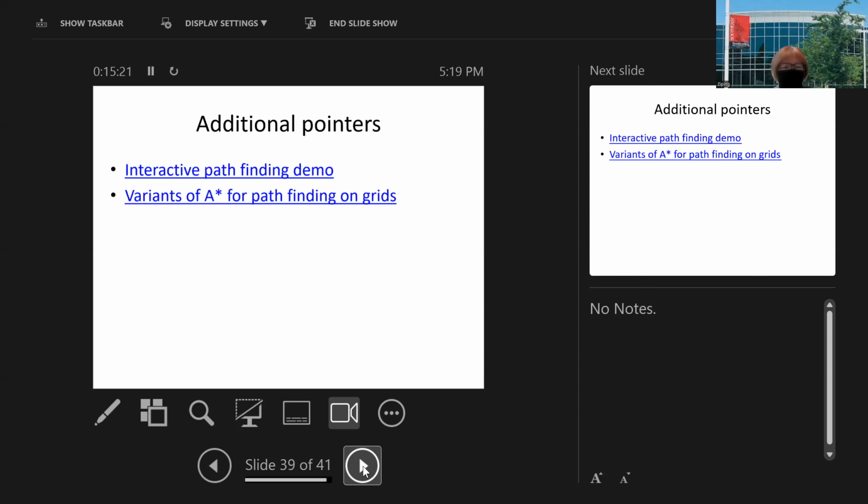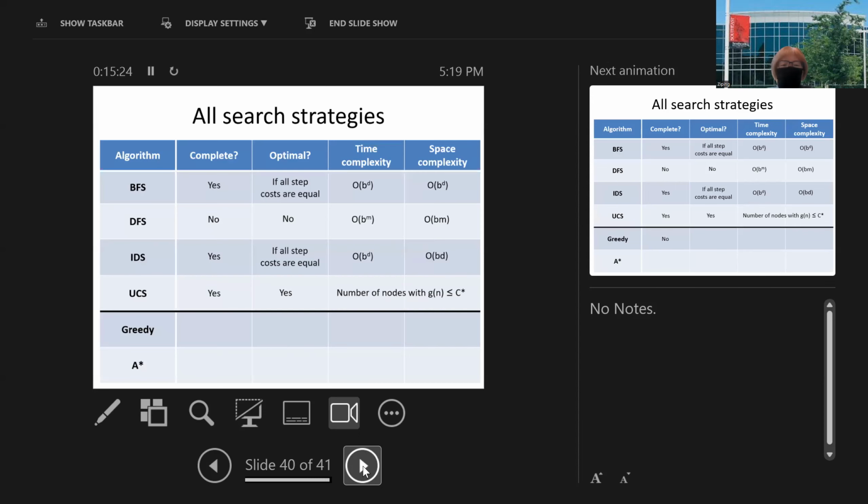Okay, so the next we can ignore. Here it gave us a search strategy comparison. And if you recall, I already said deepening search and uniform cost search, are those informed or uninformed? Those are uninformed.